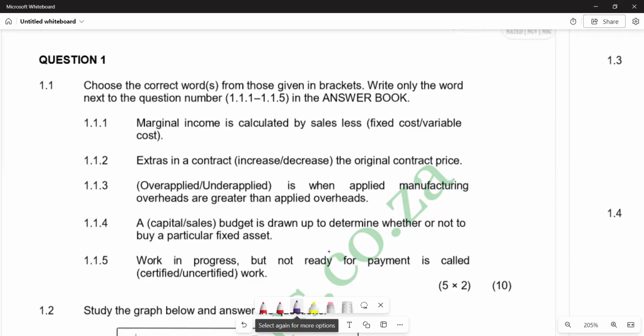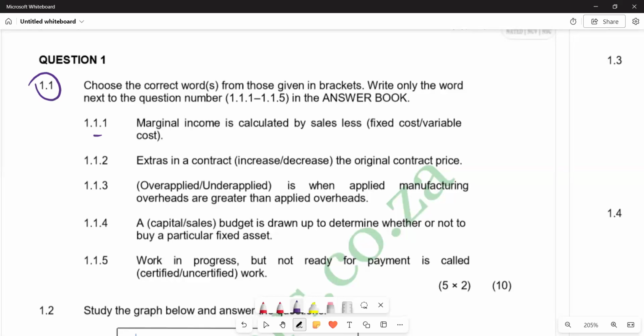In this video, we want to look at question 1 of this question paper, and we are going to first look at 1.1. And 1.1 reads, choose the correct words from those given in brackets. Only the word next to the question number, which is 1.1.1 to 1.1.5. And then the first part, which is 1.1.1, reads, marginal income is calculated by sales less.